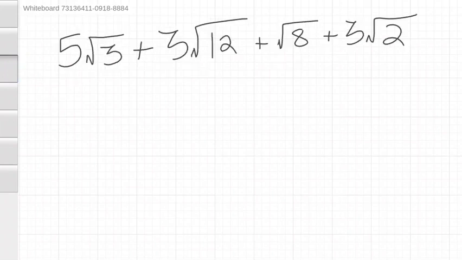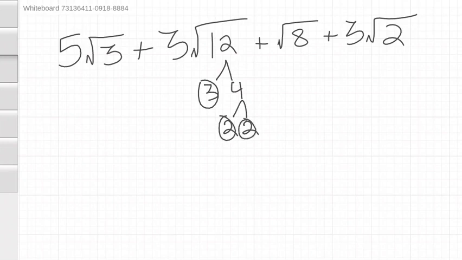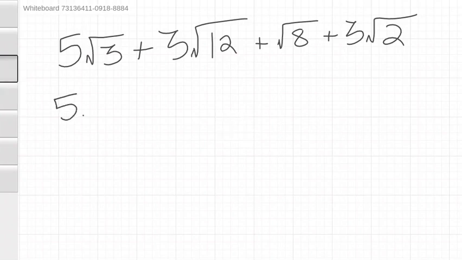5 times the square root of 3 plus 3 times the square root of 12 plus the square root of 8 plus 3 times the square root of 2. We know that all the indexes are the same, but none of the radicands are the same. So let's simplify. 5 square roots of 3 can't be simplified, but square root of 12 can be, into 3 and 4. 4 can be simplified into 2 and 2, circle the primes, and find our pair. Then we'll add it back into the expression, but simplified. So 5 square roots of 3 plus 6 square roots of 3.